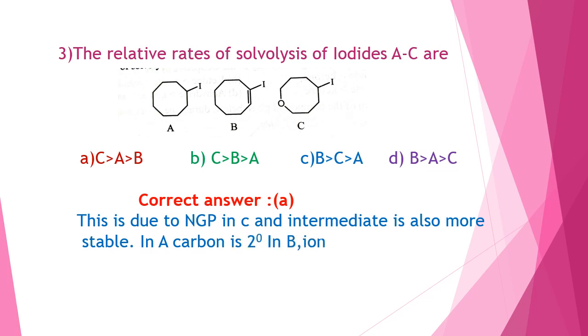Here, because of the presence of oxygen and the neighboring group participation in compound C, the intermediate is also more stable. C will undergo solvolysis faster than compound A, which is greater than compound B. In compound A, the carbon is secondary, and in compound B, the ionization is very slow due to the presence of the double bond. Therefore, the correct option is A.